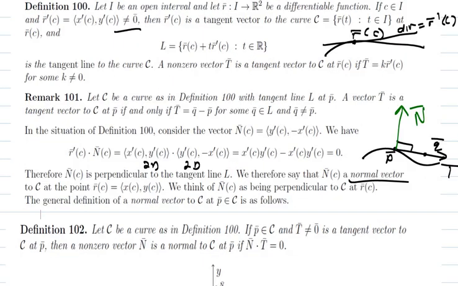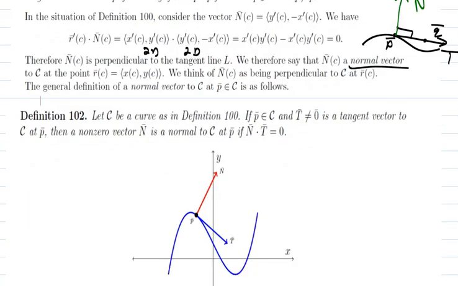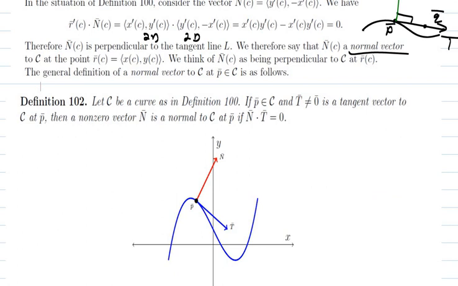So let's turn this into a formal definition. This is definition 102 in the textbook. Let C be a curve as defined in example 100. So it's the tangent line at point P. If P is on the curve and T is a non-zero vector, this is very important, that T must be a non-zero vector, that is a tangent vector to the curve, then a non-zero vector n is a normal to C at the point P if and only if the dot product of those two vectors is equal to 0.